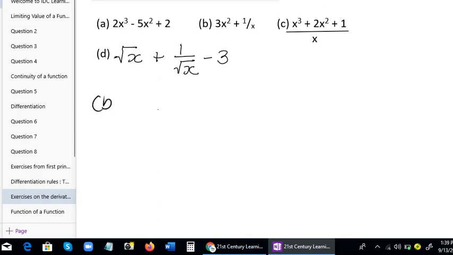Now we have 3x squared plus 1 over x. I'm going to give you a few minutes to look at this. Does it look easy or difficult? I'm sure you said easy. Let's start by rewriting this.